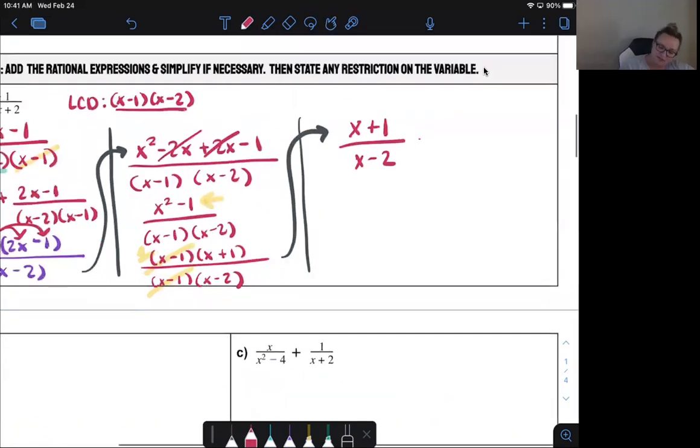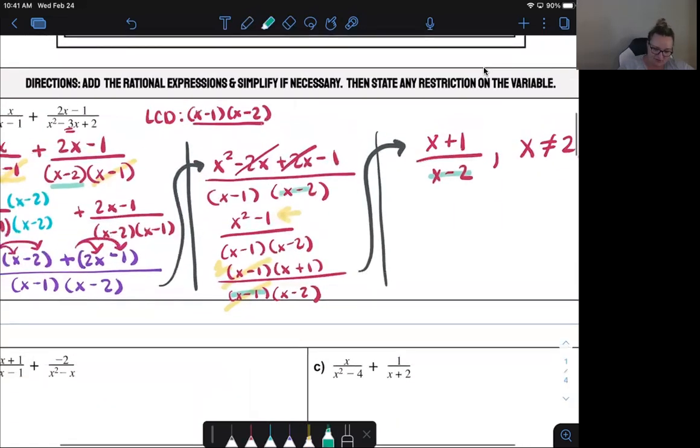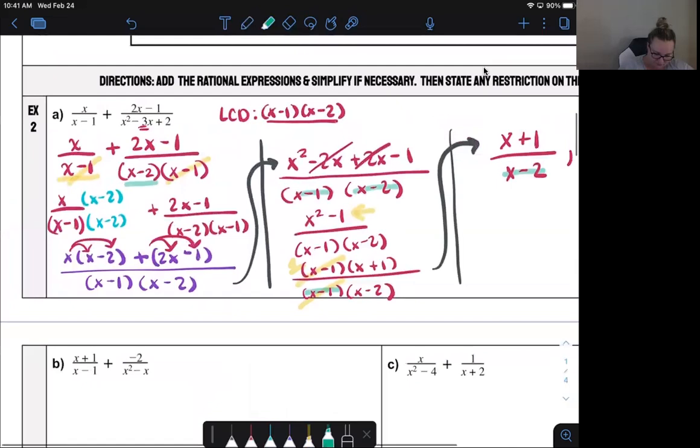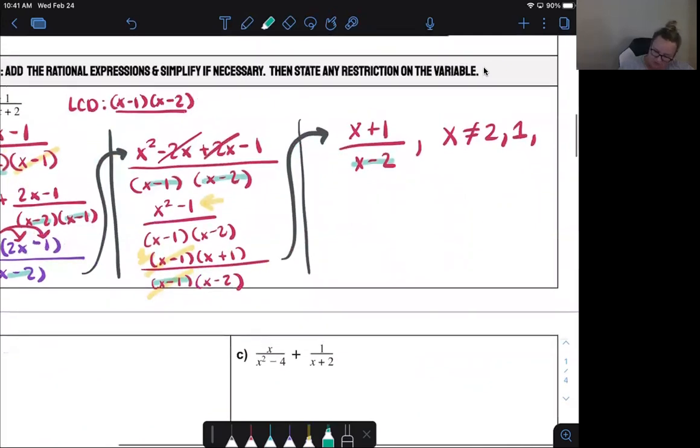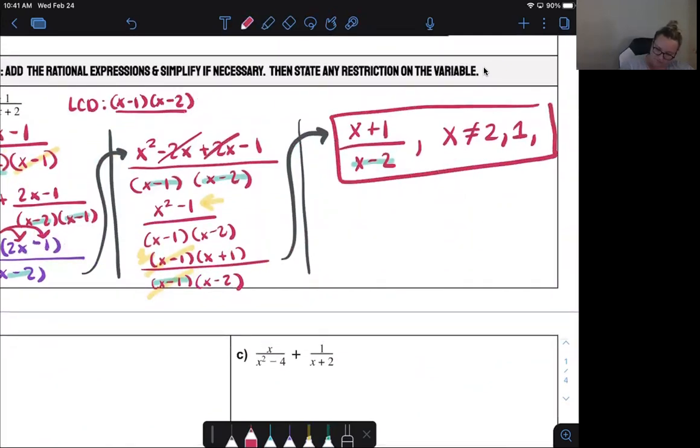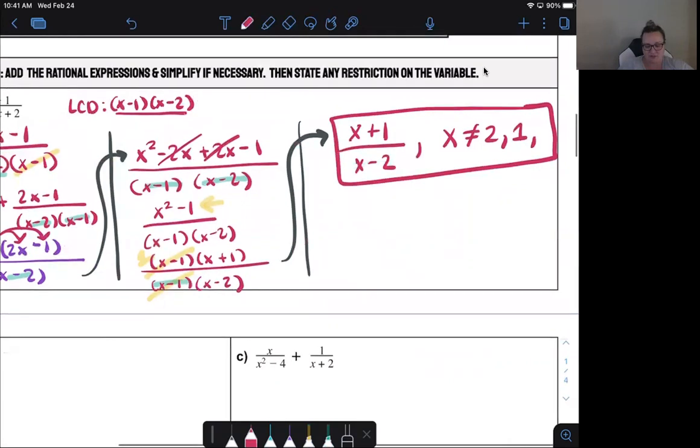But again, we have to state all of our restrictions. So what is x not allowed to be in this expression? Well, it can't be whatever makes x minus 2 zero, so it can't be positive 2. It can't be whatever makes x minus 1 zero, because that was in the denominator, so it can't be 1. I have to look at all my denominators. It looks like those are the only things that are in all these denominators, so we're good with those two restrictions. And that's our final answer: x plus 1 over x minus 2 with the restrictions that x can't be 2 and 1.